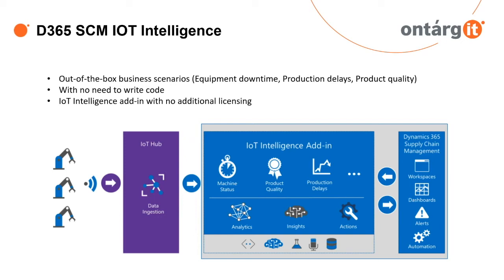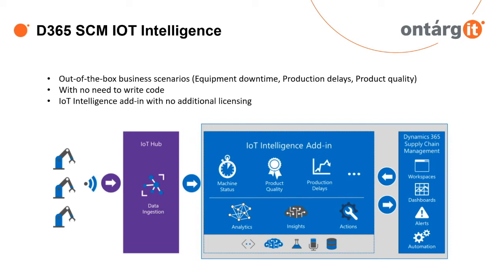And the first scenario is called production delays. In this scenario, using telemetry data from the production equipment, we can compare planned and actual durations of production jobs. In Dynamics 365, we can set up a tolerance, and when the production job is delayed, the system automatically notifies responsible employees. Thus, it's possible to provide a timely reaction of production managers to production job delays.